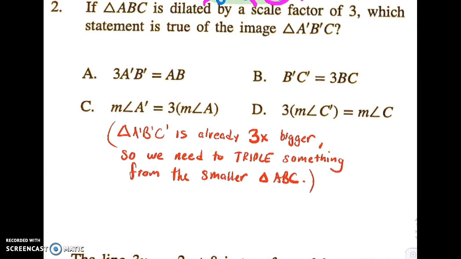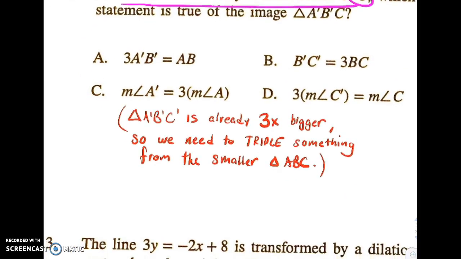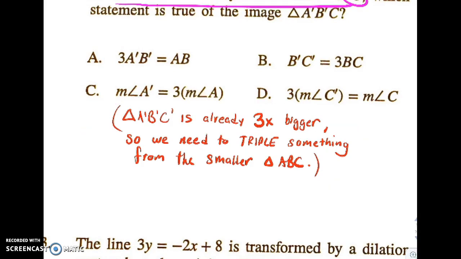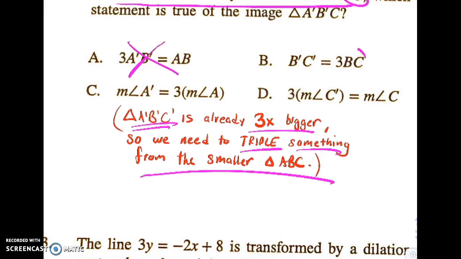Number 2, if a triangle is dilated by a scale factor of 3, what would be true? Well, consider this. A prime, B prime, C prime is already 3 times bigger, because that's the image, it's already been enlarged by triple, so we have to triple something from the smaller one. You don't want to triple something that's already bigger, because now it's 9 times as big. So that's not it. This one is tripling the original to catch up with the bigger one.